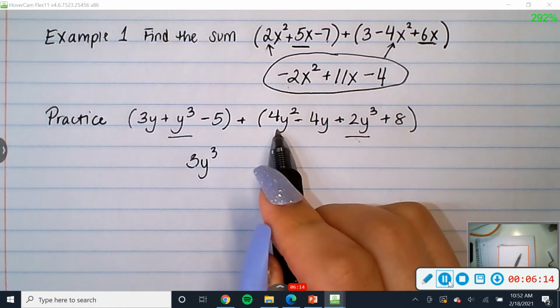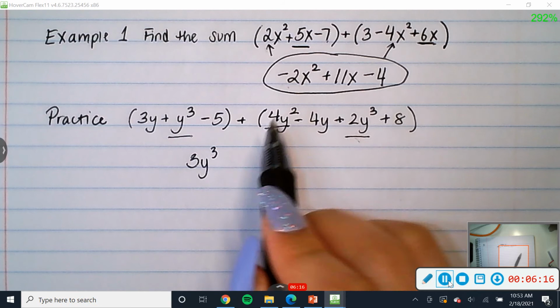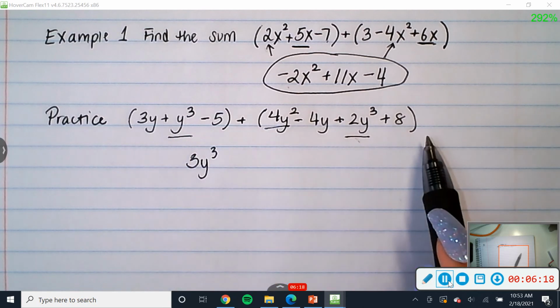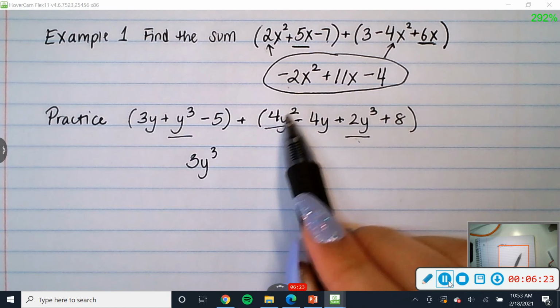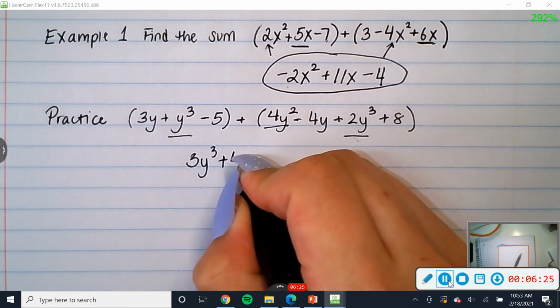Next, I'm going to look for y squared. Do I see any y squared? So I don't actually see any like terms for this one. So this 4y squared is just going to stay by itself.